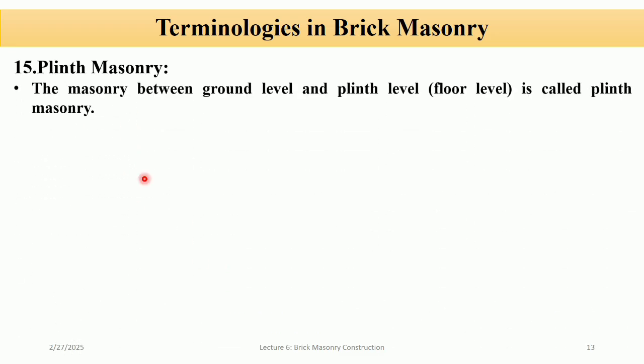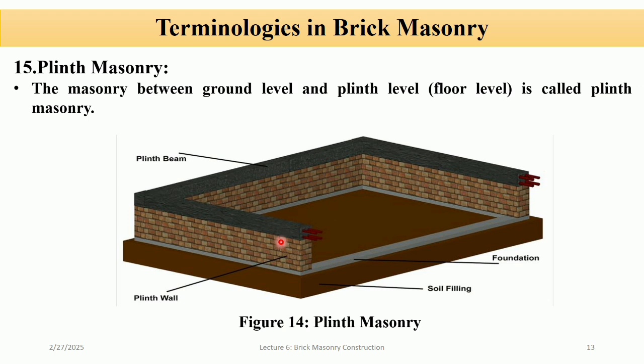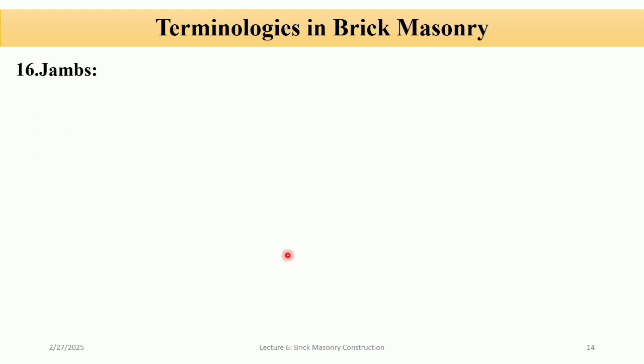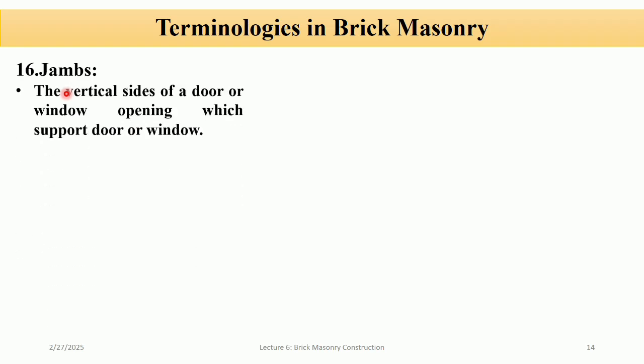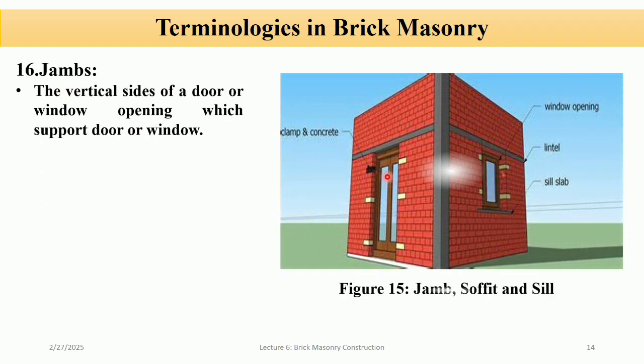Plinth masonry. The masonry which we provide between the ground level and the plinth level is known as plinth masonry. Jambs. The vertical sides of a door or window opening which support the door or window are known as jambs. You can see in the picture this is the jamb.